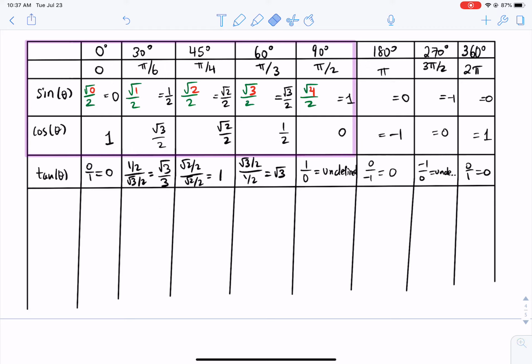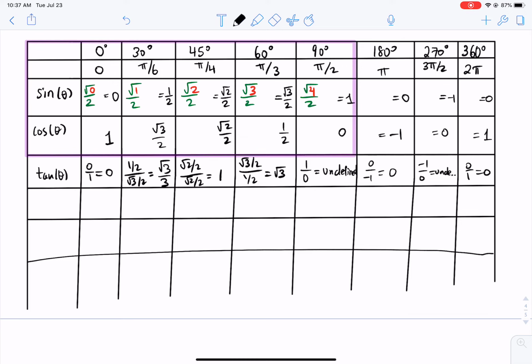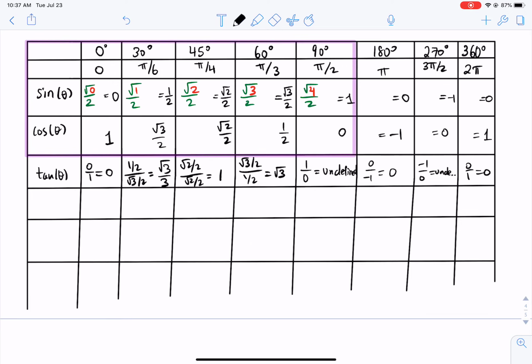So the next one will be the other three, right? Let's see if we can do this a little bit faster. So 1, 2, and the last one here. Let me complete this. There we go. Okay, so what about the next one?